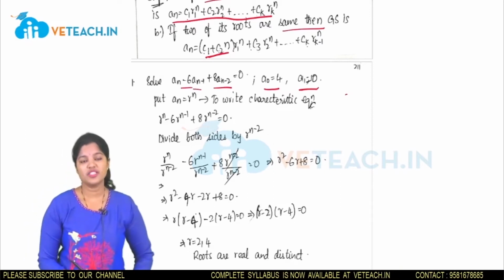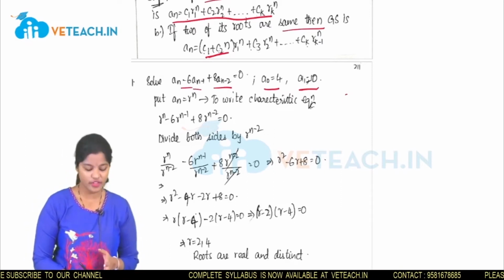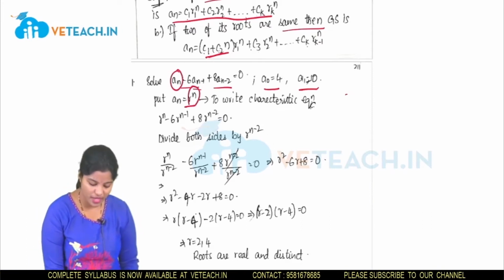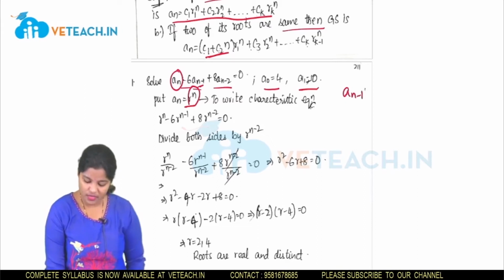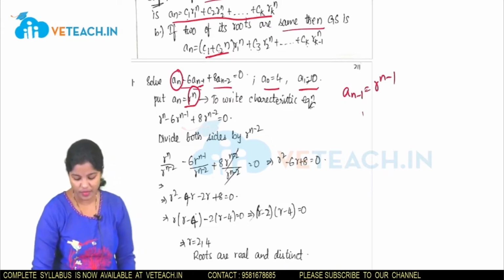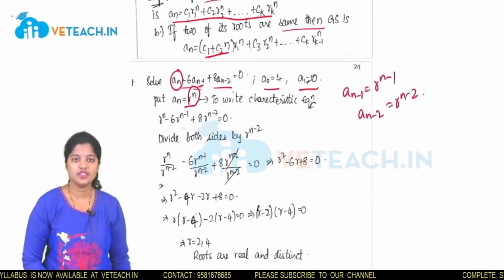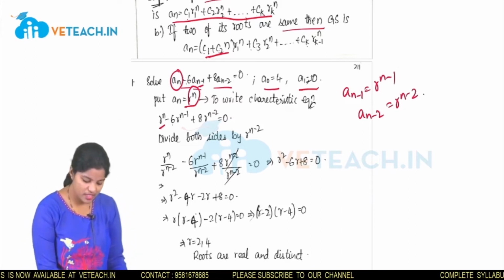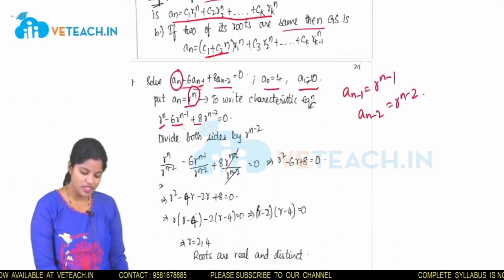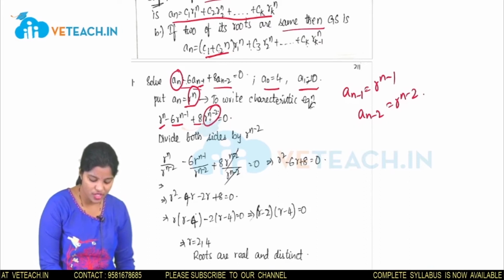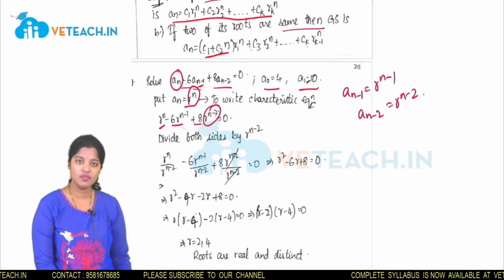So what is the first basic step? You should write the characteristic equation. That means in place of a_n, put r^n. In place of a_(n-1), put r^(n-1). In place of a_(n-2), put r^(n-2). So substitute these values: r^n - 6 r^(n-1) + 8 r^(n-2). Now divide by the term which contains the least power, that is r^(n-2).